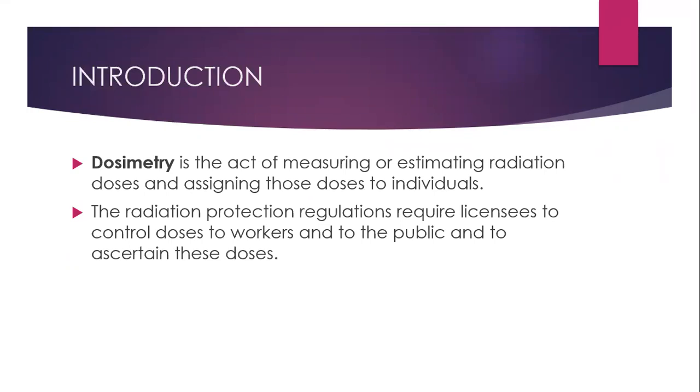Dosimetry is the act of measuring or estimating radiation doses and assigning those doses to individuals. The radiation protection regulations require licenses to control doses to workers and to the public and to ascertain these doses. Since radiation has many applications, such as radiation therapy, we need a way to quantify and measure how much radiation is being used. So that's why dosimetry deals with measuring radiations.